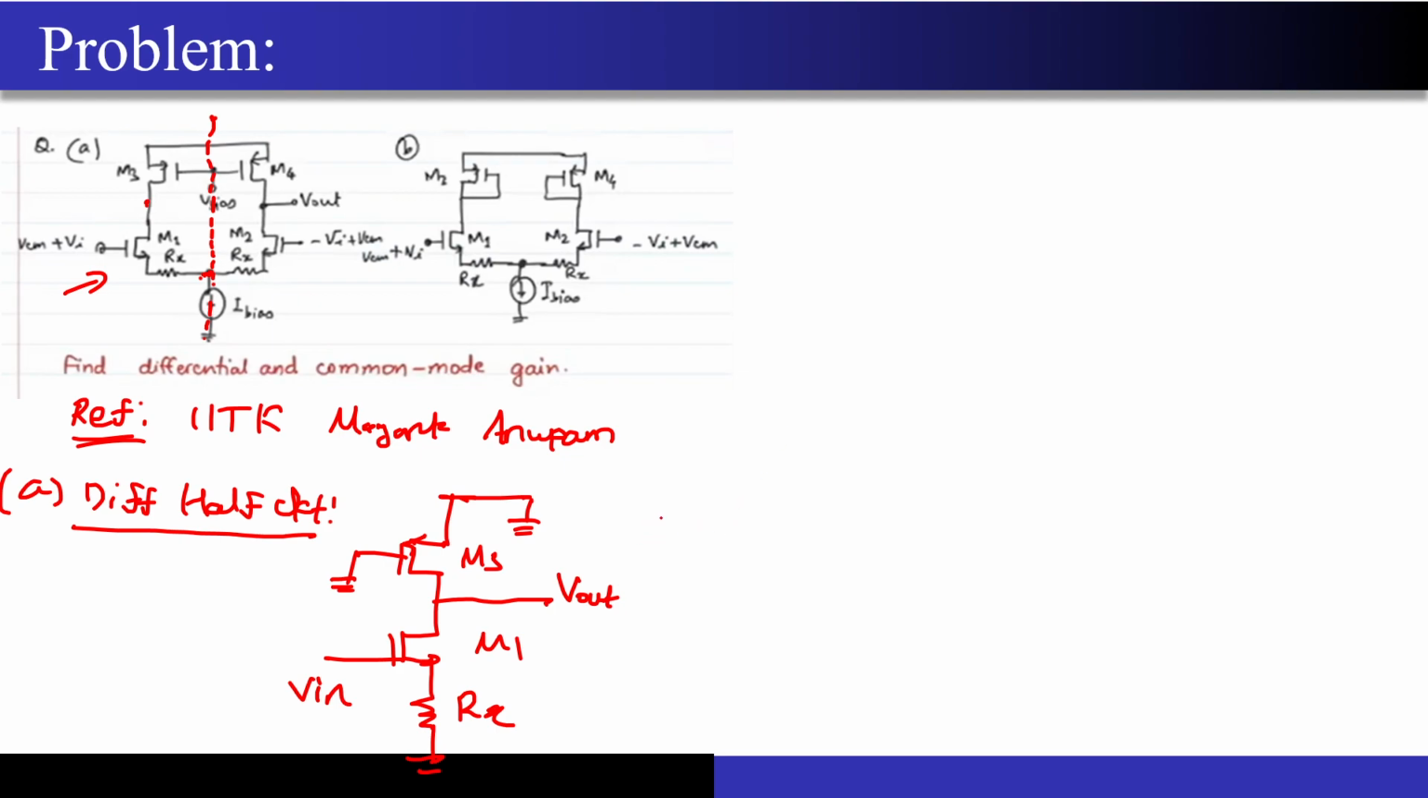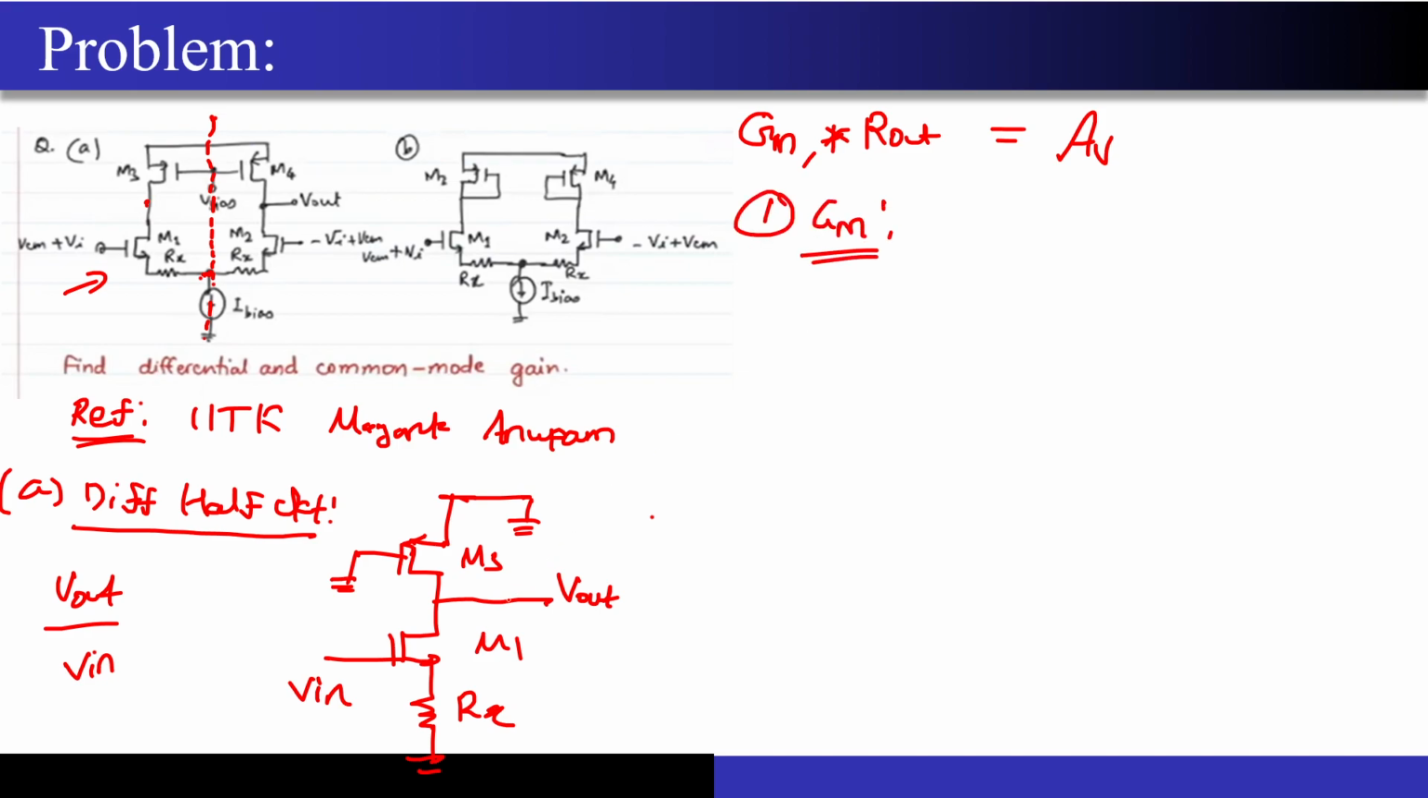Correct. So now, can anyone tell me what will be the GM of this circuit? The aim is now to find V out by V in, and we will always follow our traditional method: calculate the GM first, then calculate the R out, then multiply the two to get the AV. Correct. This is the method that we'll be following. So let's do the first step. What is the GM of this circuit? Can anyone tell me what is the GM of this circuit?